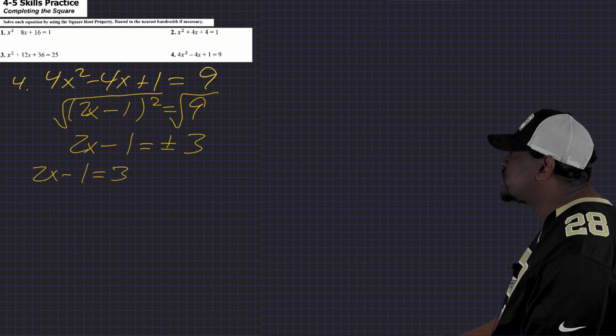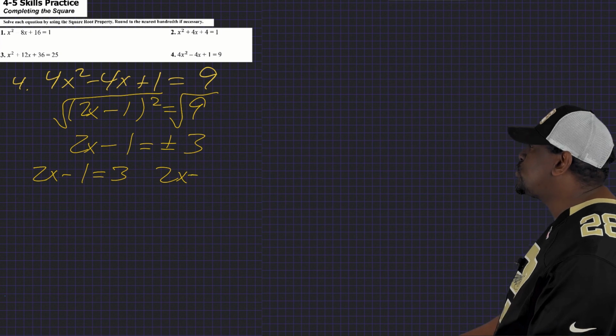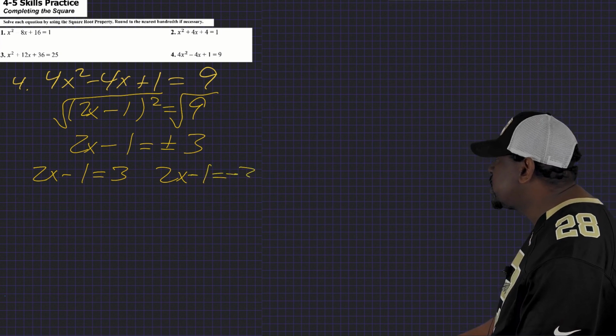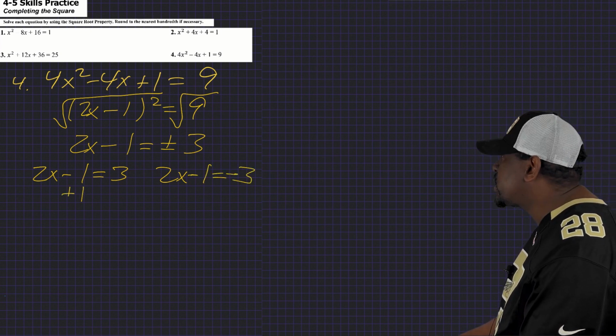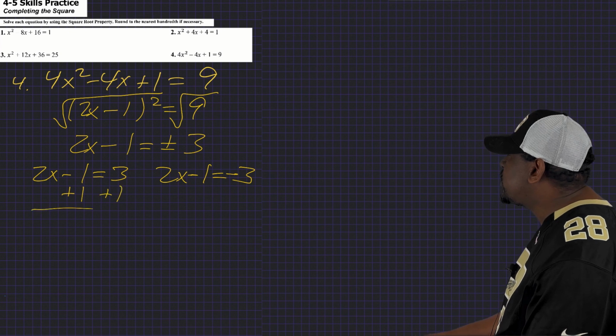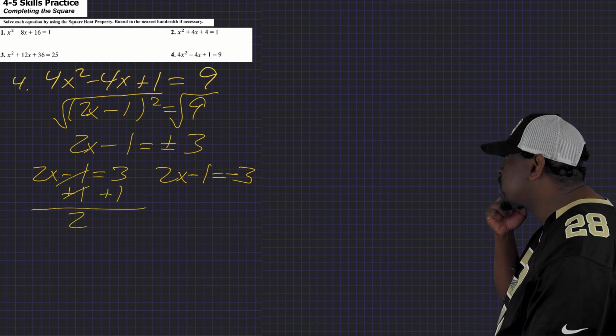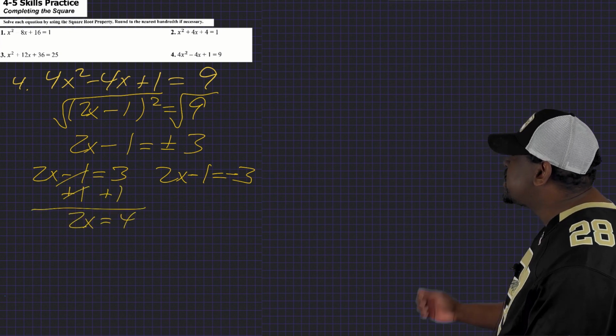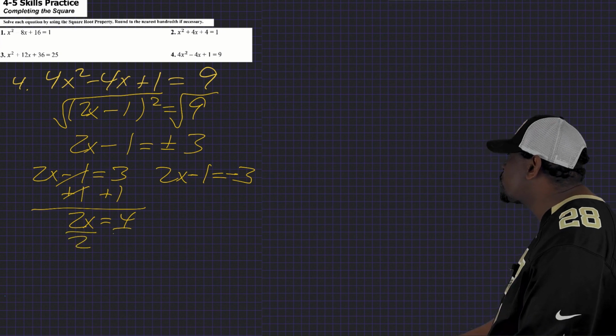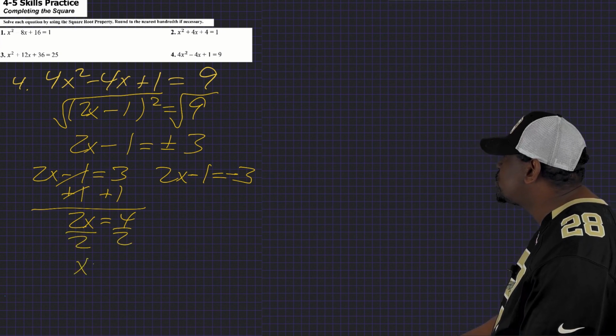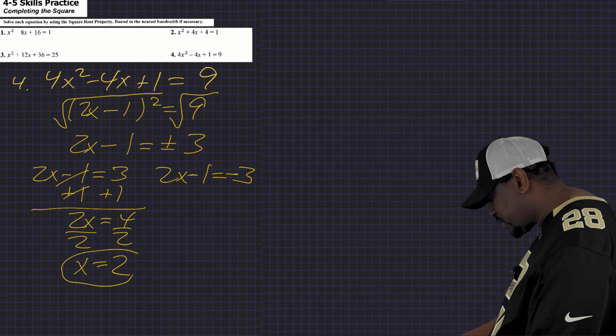So now we break this into two equations. 2x minus 1 equals 3. 2x minus 1 equals negative 3. So on the left side, we will add 1 to both sides to get rid of negative 1. 2x is equal to 4. We divide both sides by 2 using the inverse operation of multiplication. x is equal to 2.